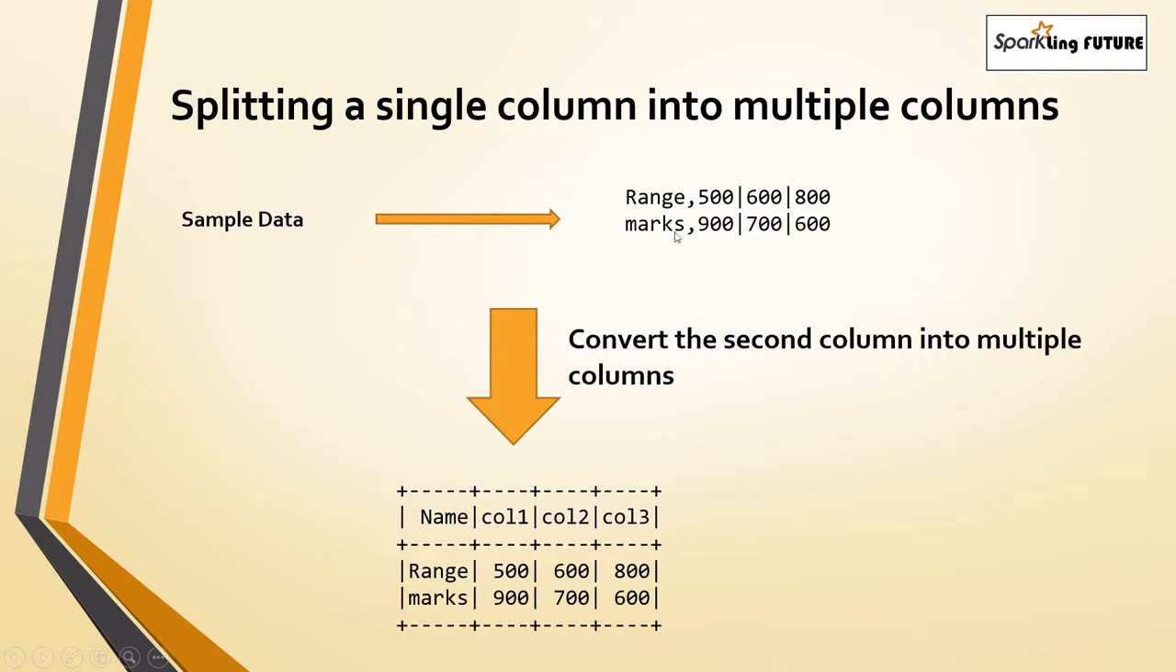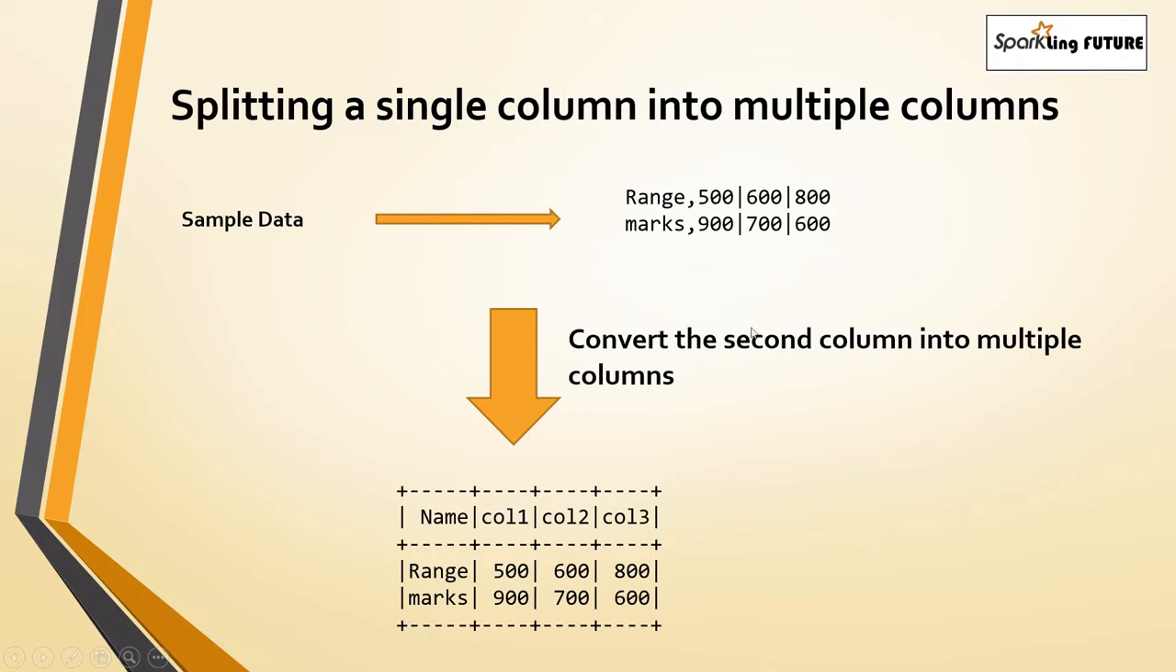So friends, one of our friends requested this requirement. The sample data is like this. It has two columns. One is the range and the second one is this pipe delimited entire string in the second column. Basically it's a comma delimited CSV file which has two columns: one is the range and the second column contains this entire string.